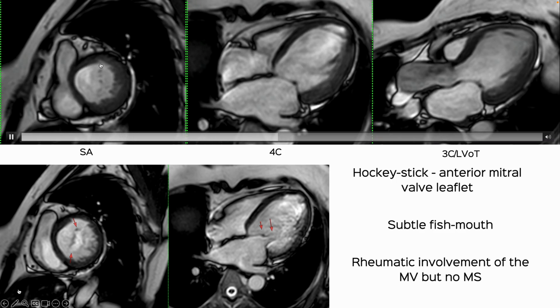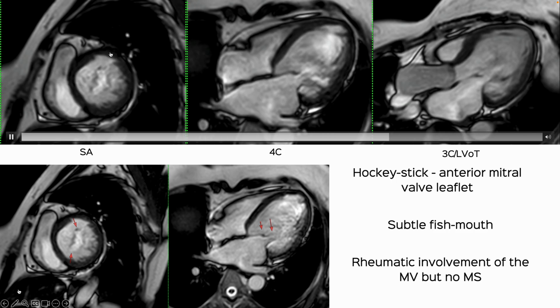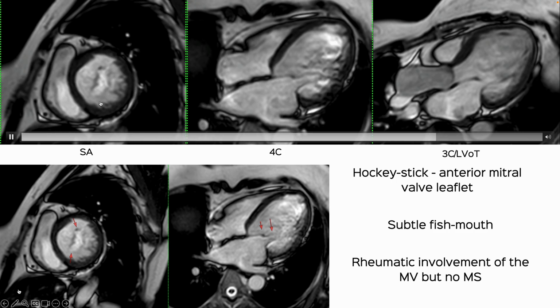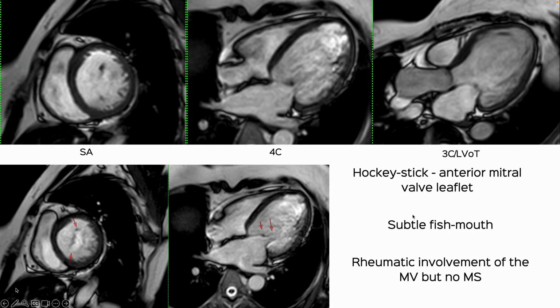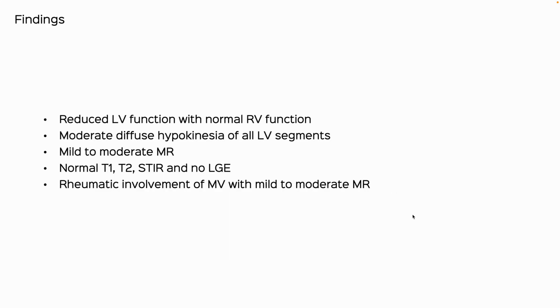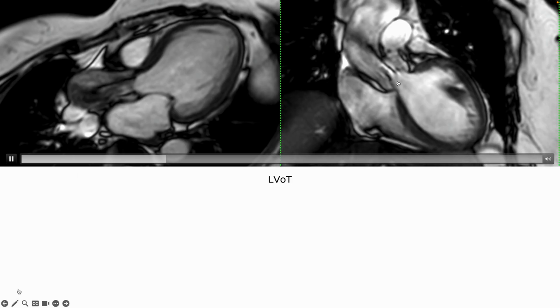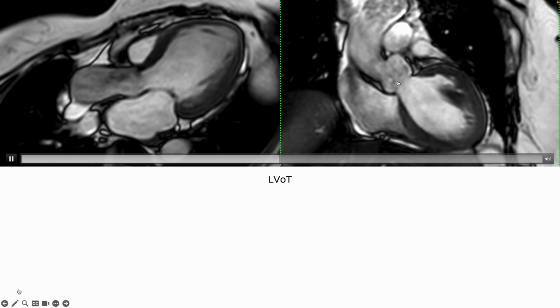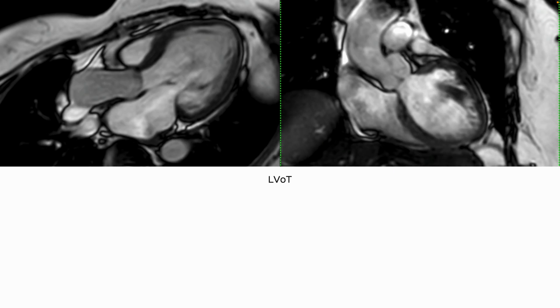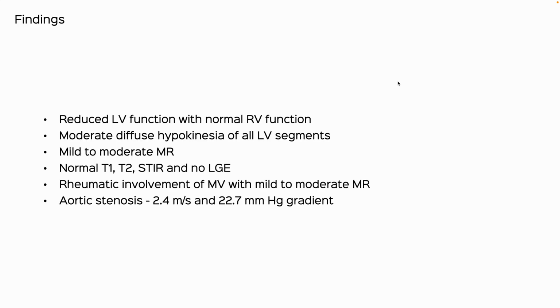You can see here that the valve commissures don't reach the surfaces as they normally would. And so there is rheumatic involvement of the mitral valve with MR but no MS. So if you add that in, that's an additional finding. Then if you look at the LVOT views, there's aortic stenosis. We knew that the patient had aortic stenosis from the echo and apparently had a bicuspid valve, which I'm coming to.